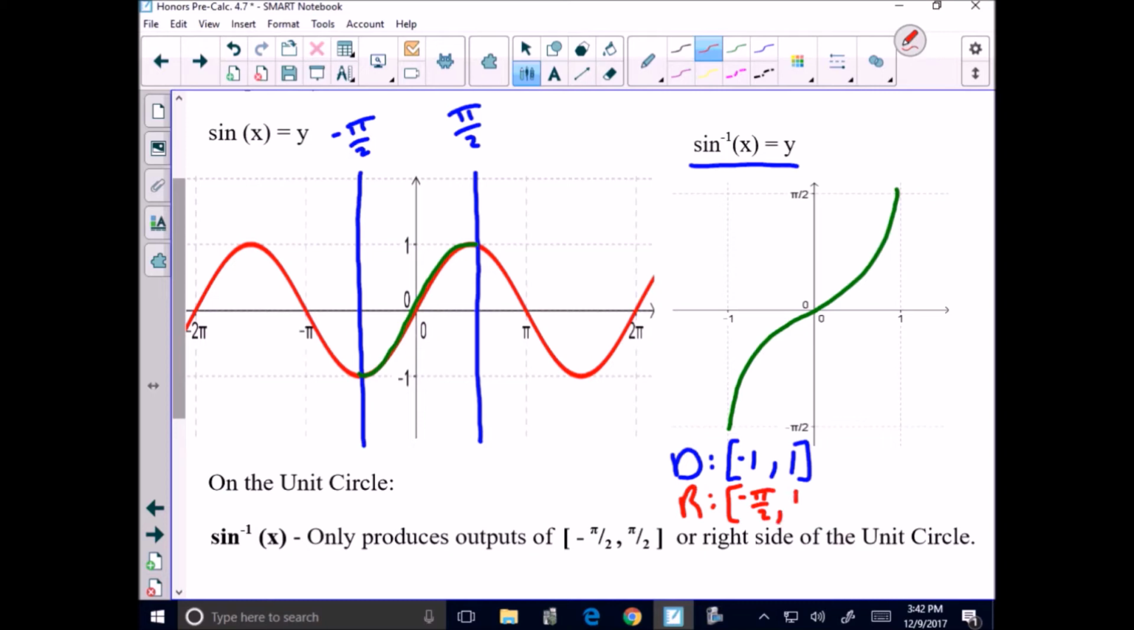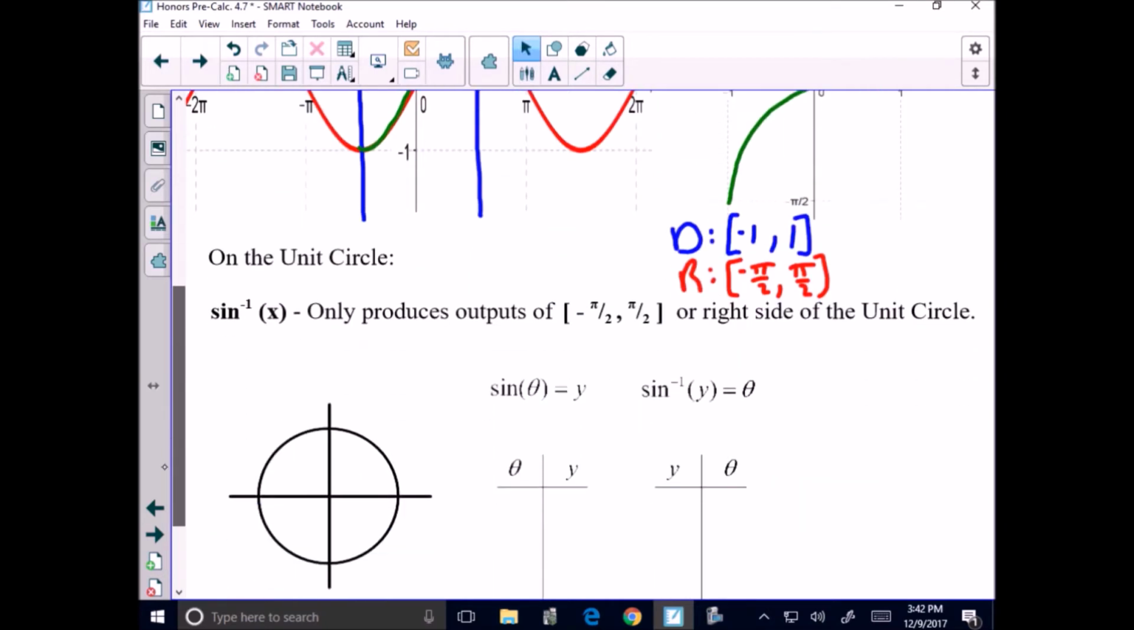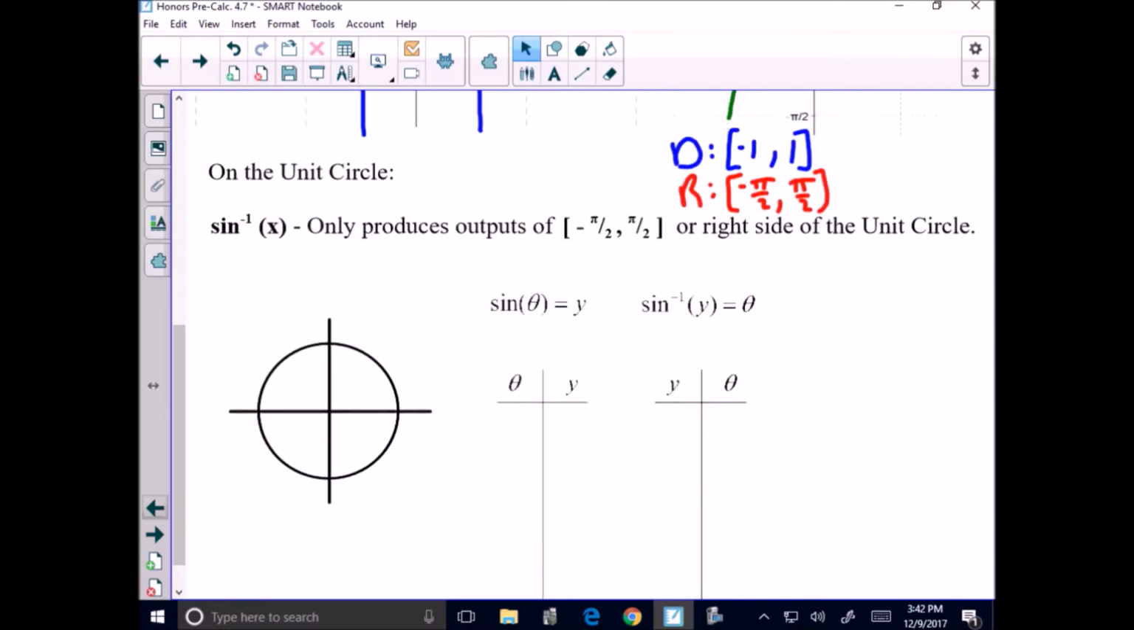-pi/2 to pi/2. Now that means when we're evaluating inverse sine, we're really just using the right side of the unit circle, right? So in general, we'll say inverse sine only produces outputs of -pi/2 to +pi/2, or on the right side of the unit circle. So in general right here, we would say that inverse sine is basically going to be evaluated only on the right side of the unit circle from -pi/2 to pi/2.